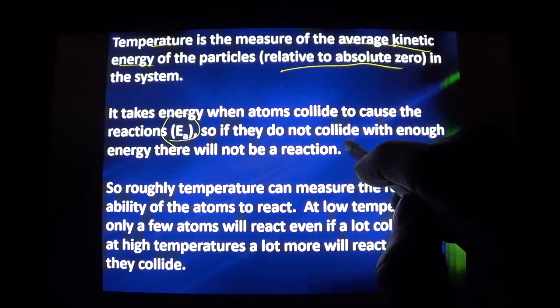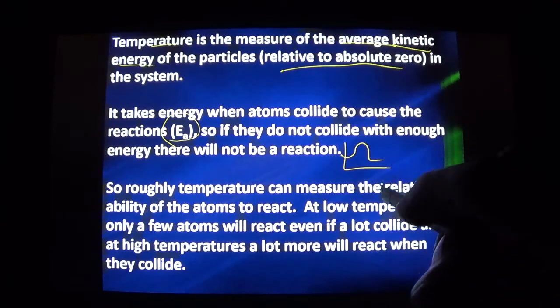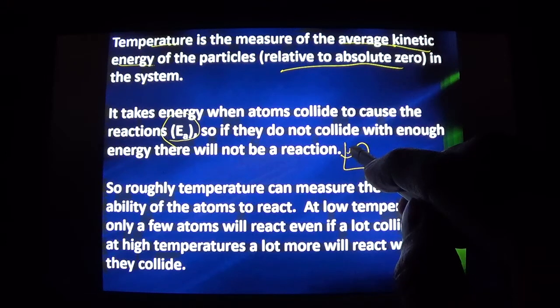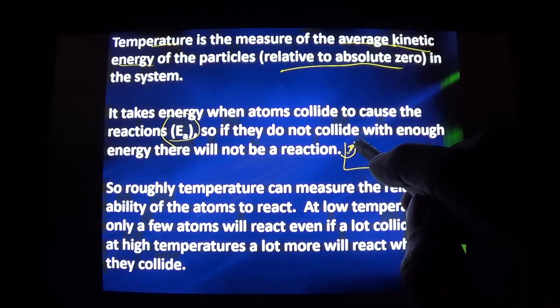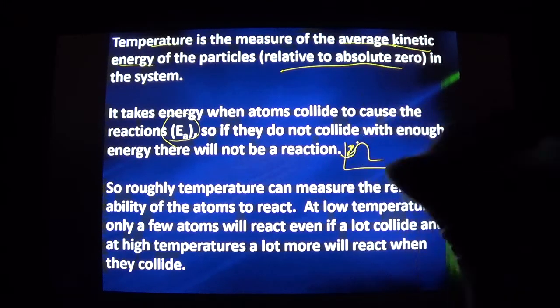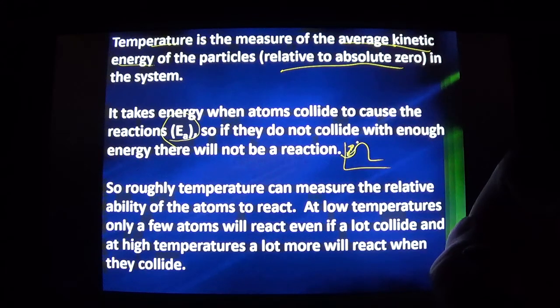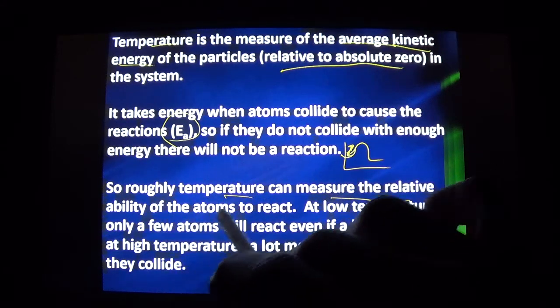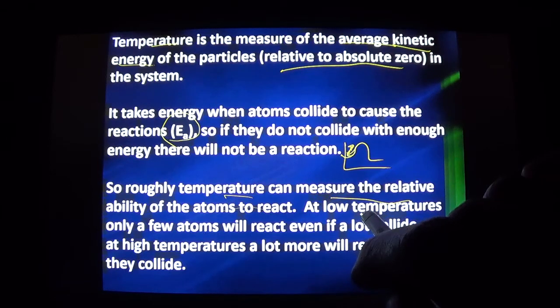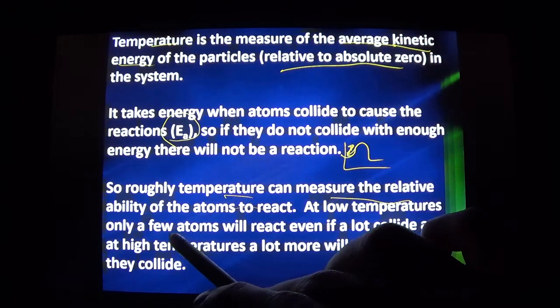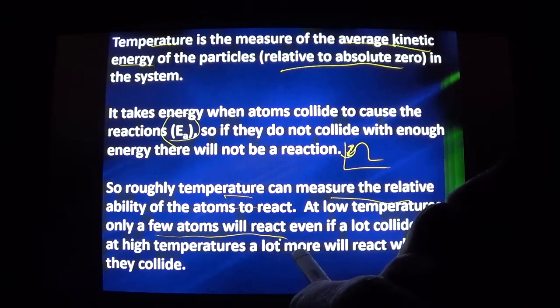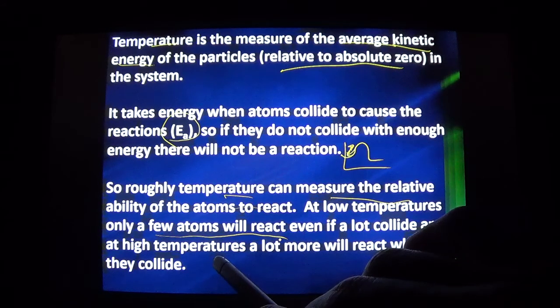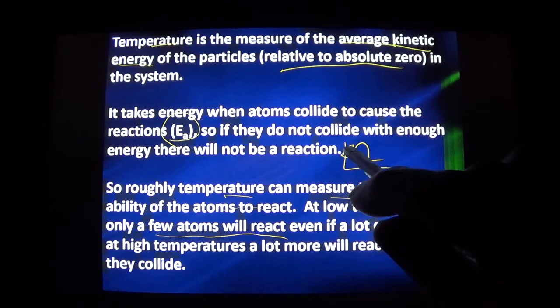If you'll remember our energy diagrams, it has that hill, and if it doesn't get up to the top of the hill, it doesn't proceed, it just goes back. So they would hit, they'd bounce away, and there'd be no reaction. So roughly, temperature can measure the relative ability of the atoms to react. At low temperature, we may have just as many collisions, but very few atoms will react.